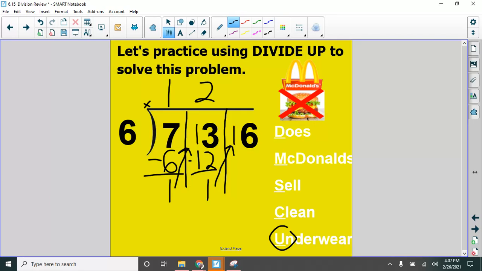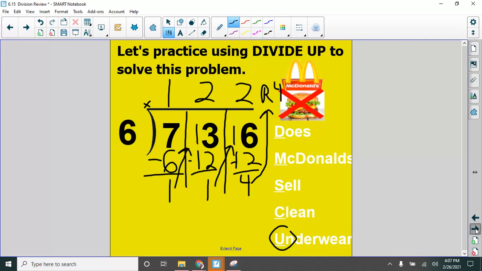Now I have, how many 6s are in 16? Well, 6, 12, 18. So 2 again. 2 times 6 is still 12. Subtract. 4 is smaller than 6. And there's no number to put it up next to, so it goes all the way up to remainder 4.